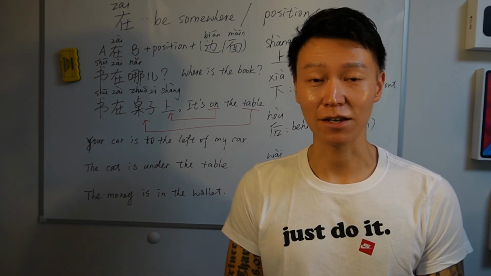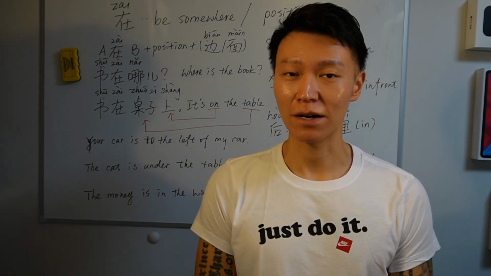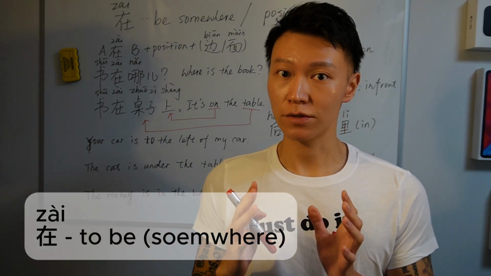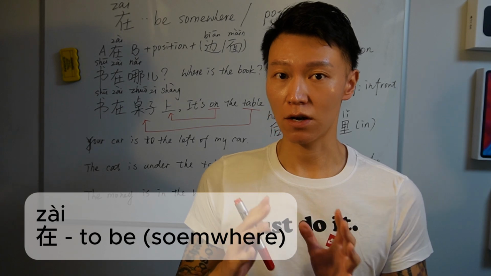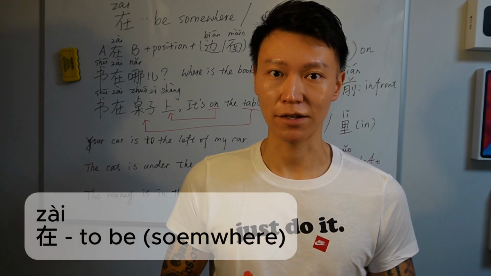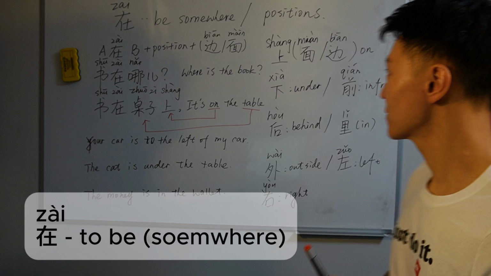我是 Charlie. In today's video, we're going to talk about the character 在, and also how to use 在 to talk about positions in Chinese. Now let's have a look.